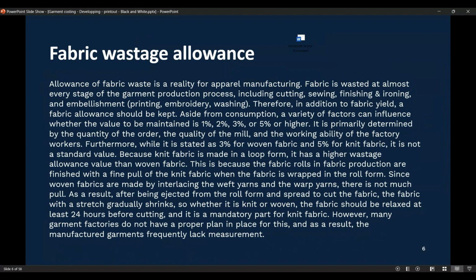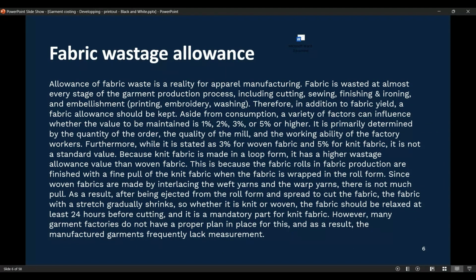Furthermore, while it is stated as 3% for woven fabric and 5% for knit fabric, it is not a standard value. Because knit fabric is made in a loop form, it has a higher wastage allowance value than woven fabric. This is because the fabric rolls in fabric production are finished with a fine pull of the knit fabric when the fabric is wrapped in the roll form.